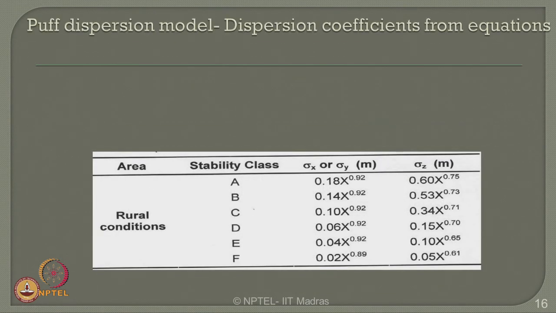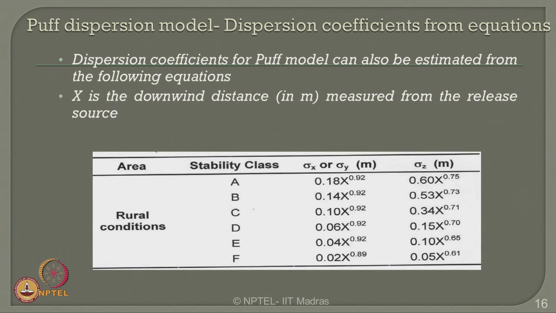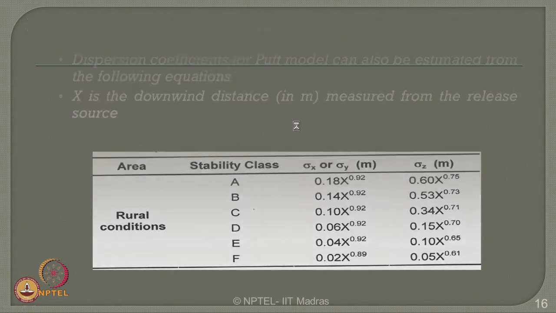One can also estimate the dispersion coefficients from the equations for the puff dispersion model. For the puff dispersion model, you have the equations given for different stability classes varying from A to F for rural conditions, whereas the variable here shows either sigma x or sigma y or sigma z, for x being the distance measured in meters on the downwind side from the release point.